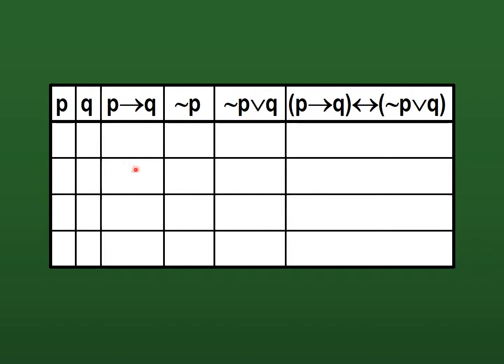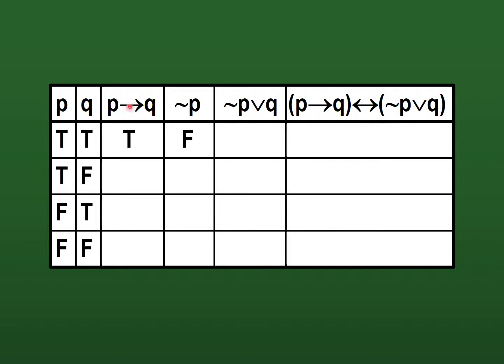So again, on your truth table for P and Q, you're going to list all possible outcomes. So it's either true and true, true and false, false and true, and false and false. Then you're going to do P implies Q, because that's the first part of what we're trying to prove. So we'll do that part.